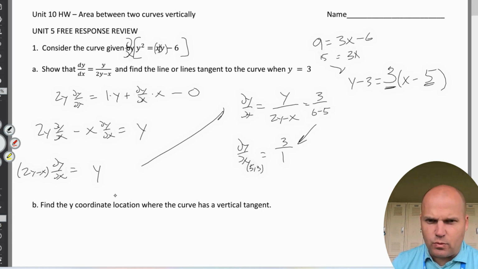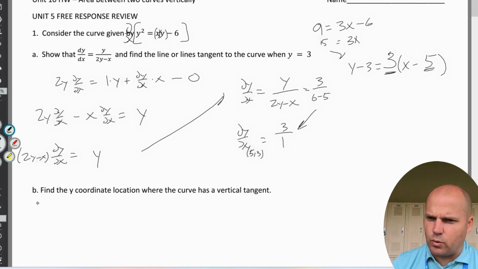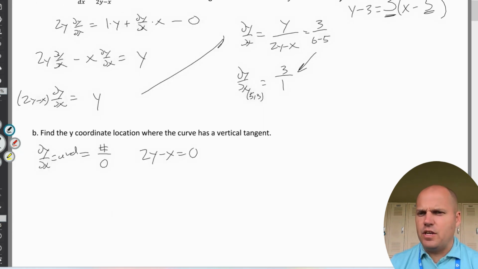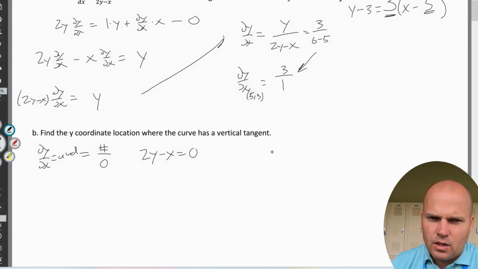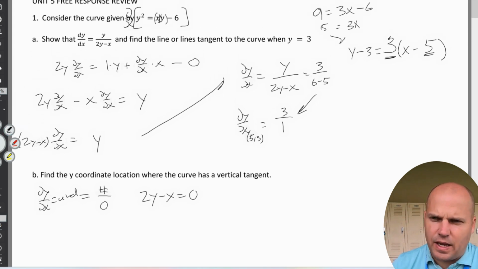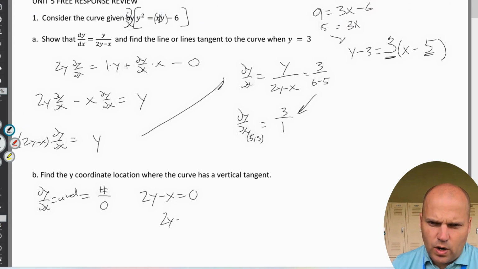Find the y coordinate location where the curve has a vertical tangent. Vertical tangents will occur when your derivative is undefined. Your derivative is undefined when your denominator equals 0. So your denominator equaling 0 is when 2y minus x equals 0. And somehow we need to find the y coordinate locations. Well, this is where we solve for a variable and substitute it back into the original equation. So 2y equals x is solved for, and we're going to plug into the original equation.